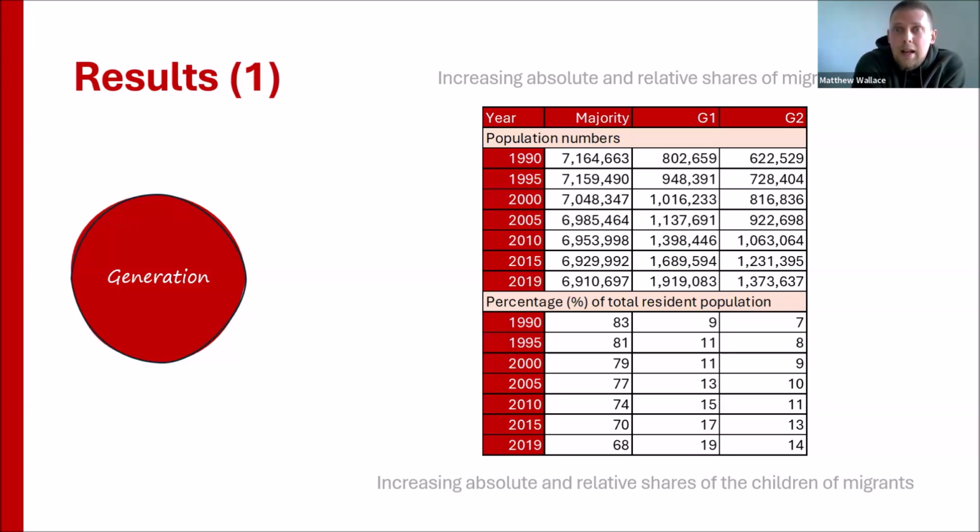But also we can see that in 1990, the first generation, or migrants, accounted for 9% of the total population of the country of Sweden, and that moved up to 19%, or 1/5 of the population, by 2019. And the relative share has also doubled among the second generation, among the children of migrants, from 7% of the population to 14% of the population broadly today.